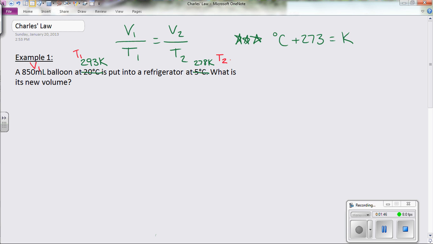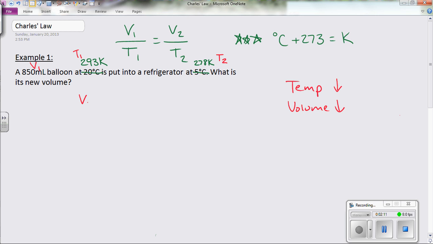Now, before I move on to the math, it's always good to do our predictions. So, what do we see here? We see the temperature goes from 293 to 278. It's going into the refrigerator, so it makes sense that the temperature is dropping. Since this is a direct relationship, we can then assume that the volume will also drop. So we should expect our balloon to get smaller when we're all done.